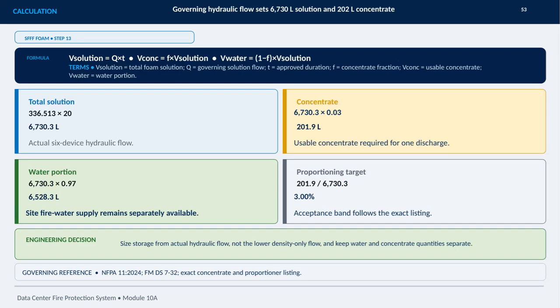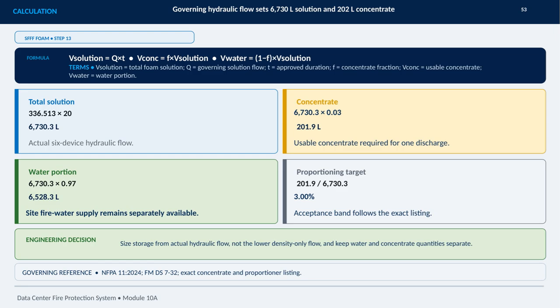This slide calculates the foam solution and concentrate quantities for one discharge. The governing hydraulic flow is 336.513 liters per minute, and the approved duration is 20 minutes. Multiplying those values gives 6,730.3 liters of total foam solution. The concentrate fraction is 3%, so the usable concentrate requirement is 6,730.3 multiplied by 0.03, or 201.9 liters.